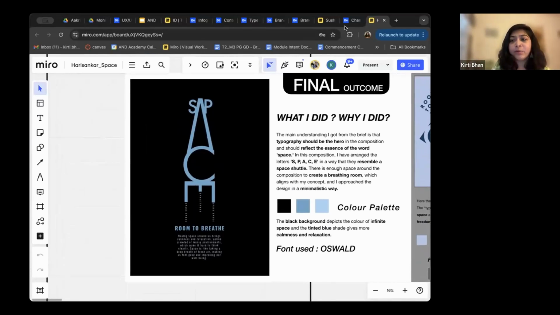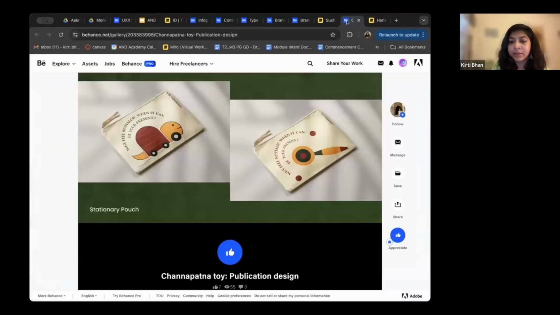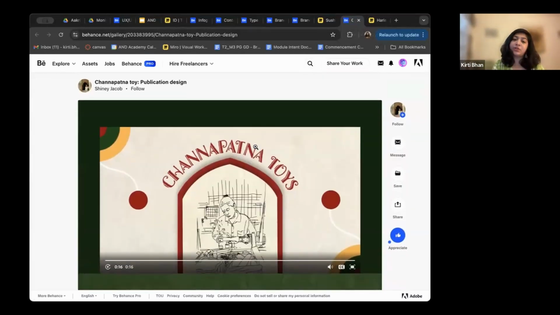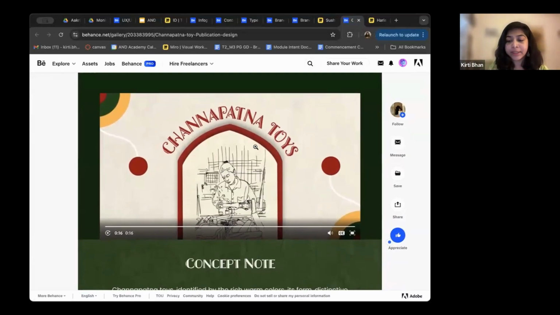All right. Moving to the next one, which is about print and publication. This is where they took an Indian craft, did research around that craft, and then created brochures, microsites, and some promotional assets. I think this is a beautiful thing that this learner has added.